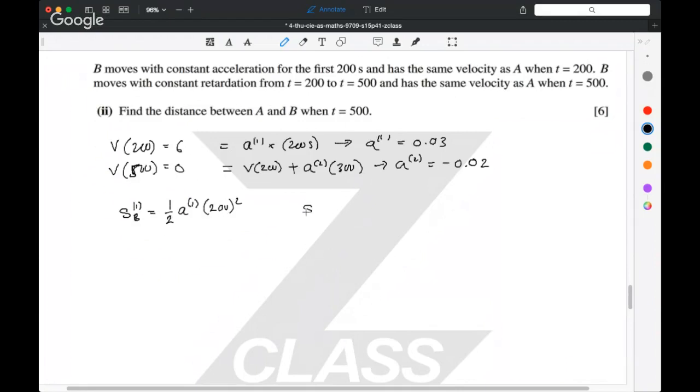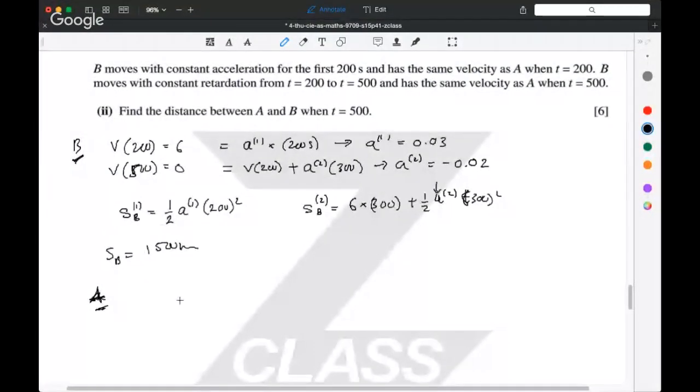And we know that in the second part, we start out with the velocity at 200, which is 6, times the time that's passed in this next section, which is 300 seconds, plus 1/2 acceleration times 300 squared. And remember that this is going to be negative, so this is going to come in and make this negative. And we find that if we add these two together, we get 1,500 meters. That was all particle B.